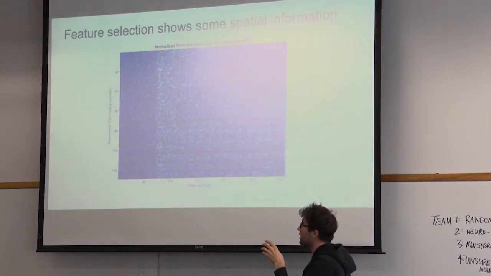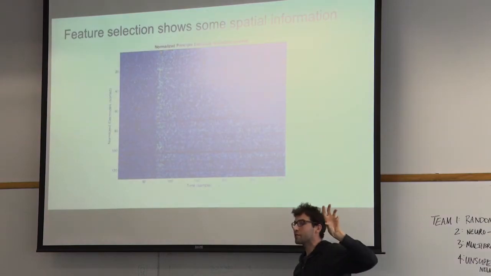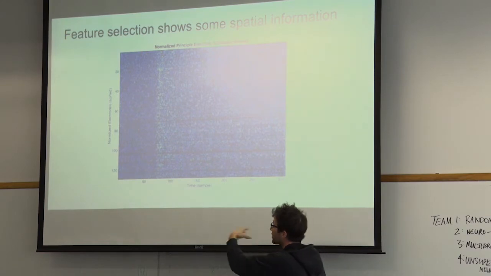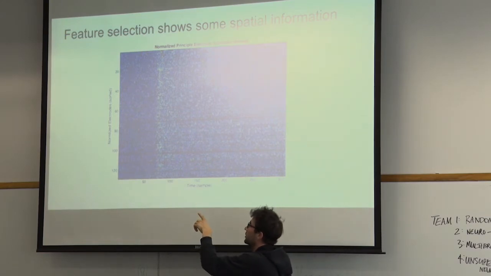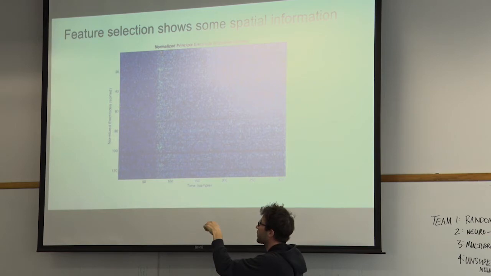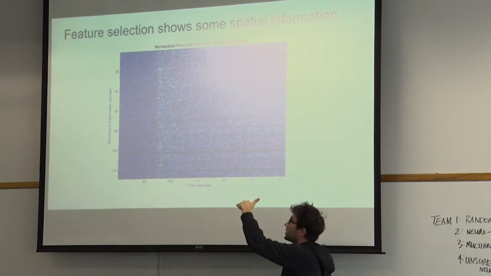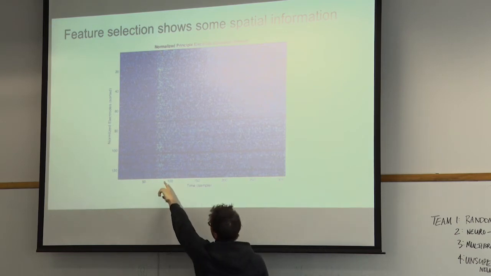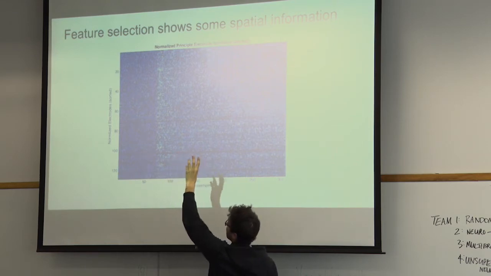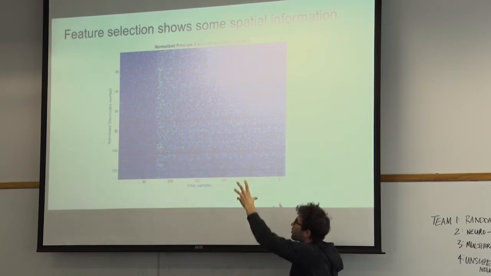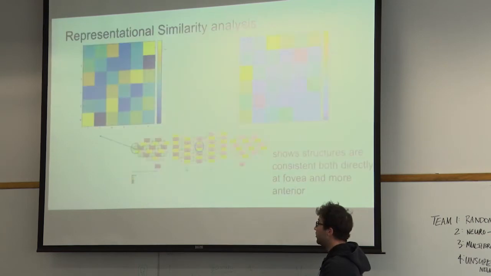We then looked at the spatial map of feature selection. So on the x-axis, you're seeing time. On the y-axis, you're seeing the electrodes sorted according to distance, so further from the fovea location in the back of the brain. And basically, a little bit before 100 time stamps, you see this increase in number of features that are needed. But there doesn't really appear to be much there.